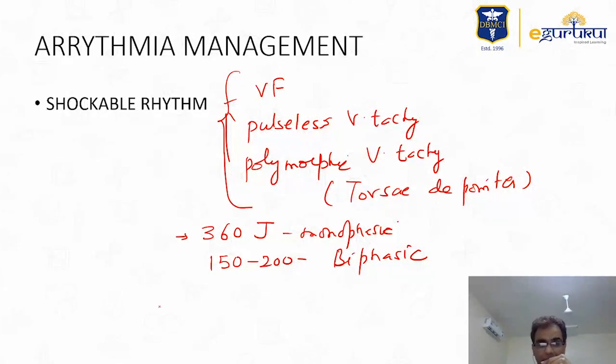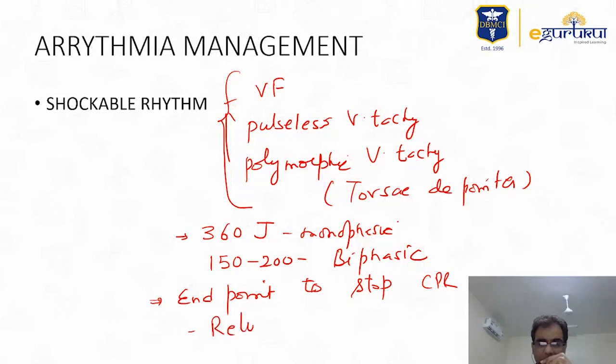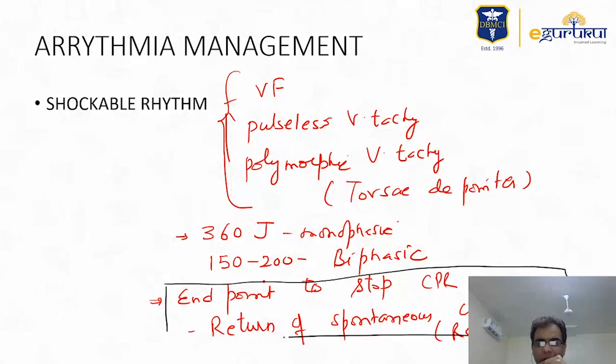So the end point to stop CPR is return of spontaneous circulation, short form ROSC. In the exam also you will get this as ROSC, return of spontaneous circulation. So now the end point to stop CPR is return of spontaneous circulation assessed by palpating the carotids. So, shockable rhythm sequences.